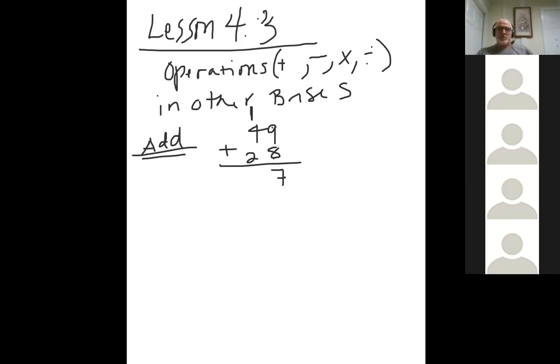So you're doing the same thing with addition in other bases. Now, the only catch is you have to convert, and this is critical, convert as you add. Convert as you add. And I'm going to show you what I mean by this.